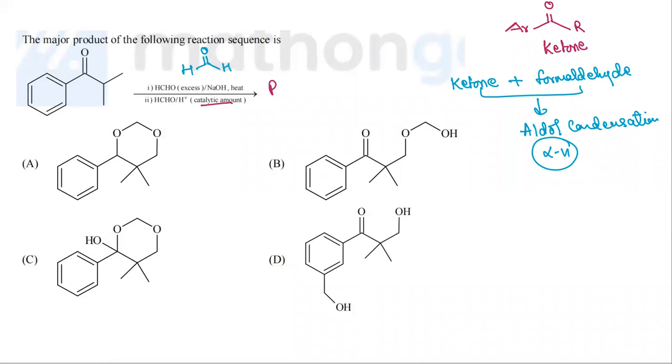But do we have any alpha hydrogen in this molecule? Yes. At this portion, of course, there is no hydrogen, but this position, which is an alpha carbon, possesses one hydrogen. So that means aldol condensation can take place. The first step will be related to aldol condensation. Let us see how this should be done.